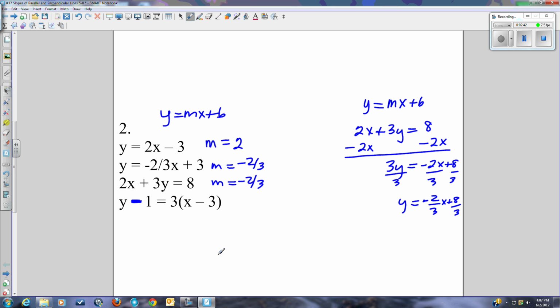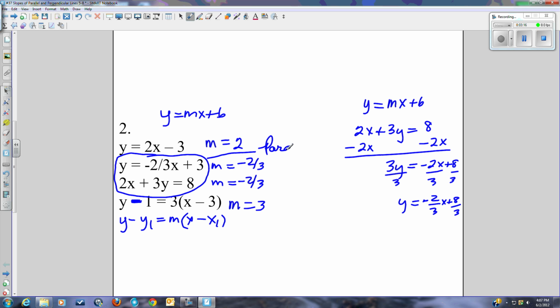And this is actually supposed to be a minus sign right here. So we have y minus 1 equals 3 times x minus 3. Well, notice this is point-slope form: y minus y1 equals m times x minus x1. So our slope is really apparent because in this case m is 3. Alright, so now we pick out which lines have the same slope, and it's only the middle two lines. So these two lines in the middle are parallel, and those are the only lines in that group that are parallel.